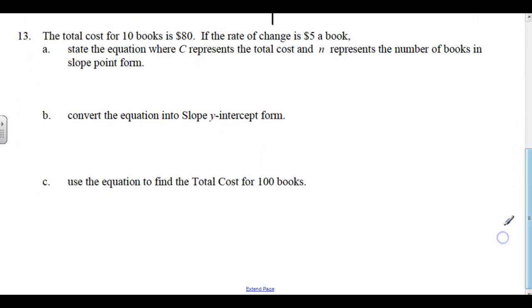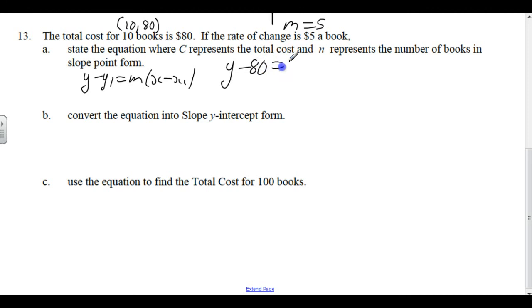The total cost for 10 books is $80. If the rate of change is $5 a book, state the equation where C represents the total cost and N represents the number of books in slope point form. Okay, so we have 10 books is $80, and we have m is equal to 5. So y minus y1 is m times (x minus x1). Y minus 80 is 5 times (x minus 10). There's the slope point form.